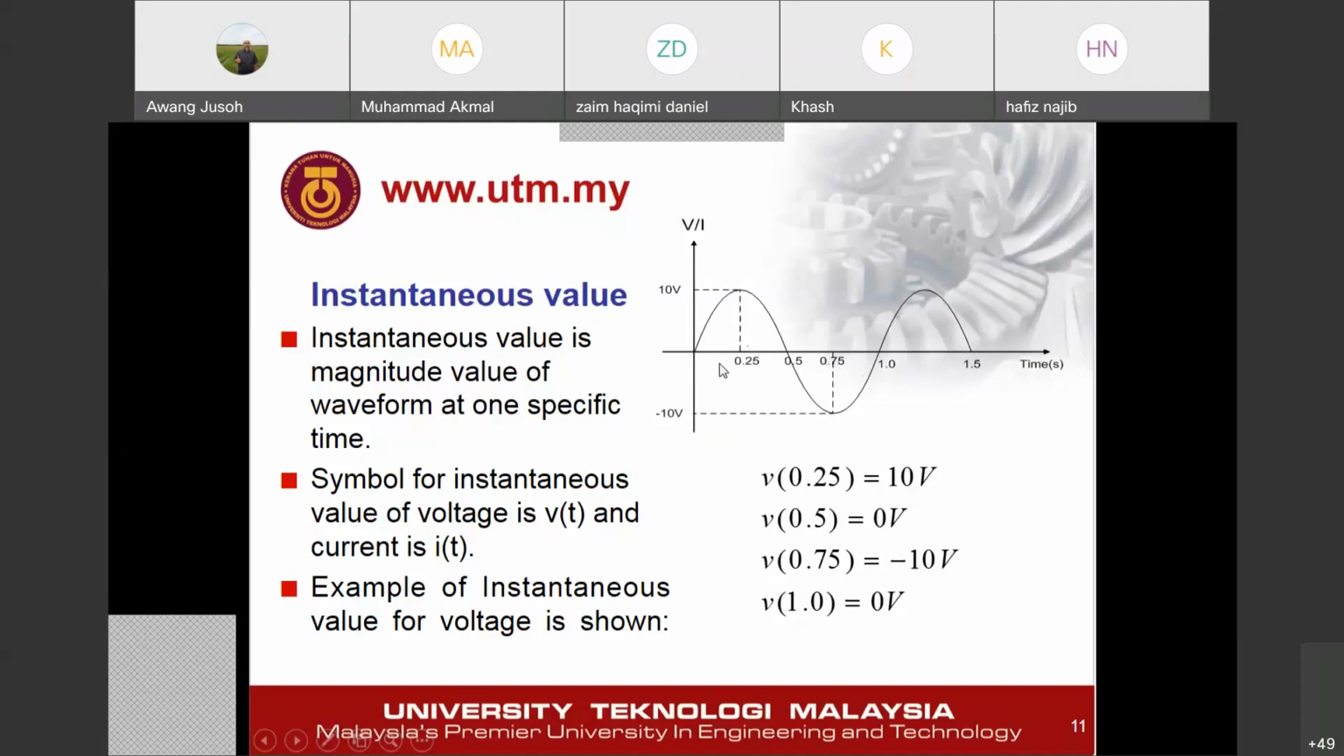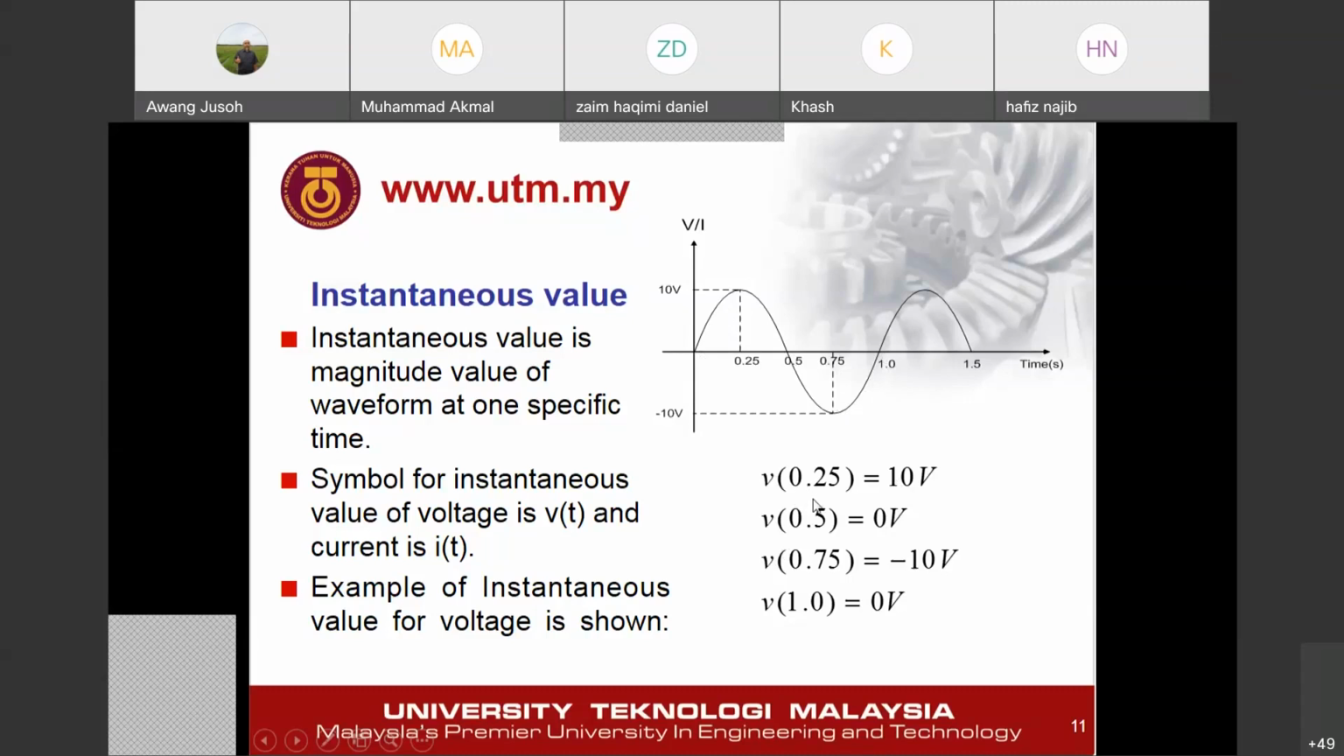For example, here at 0 second, the voltage equals 0 from this picture. And at time 0.25 second, the voltage is 10 volts. Okay. At 0.5 second, the voltage is 0 again. And at 0.75 second, the voltage is negative 10. Okay. At time 1, the voltage is back to 0. So that is what we mean by instantaneous value. At a particular time, what is the voltage or the current? That means instantaneous value.